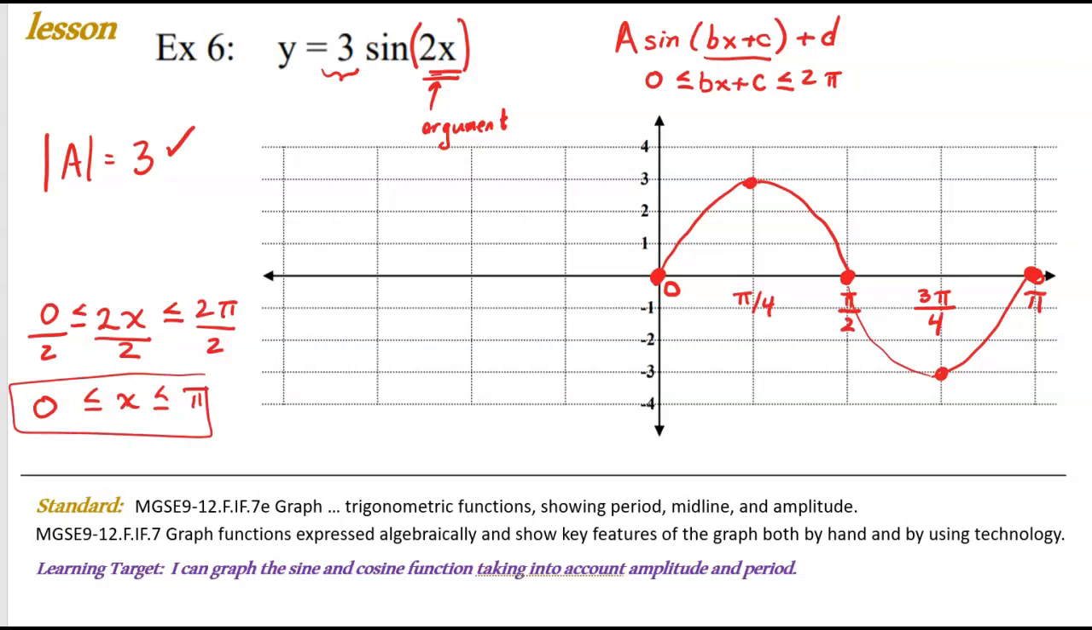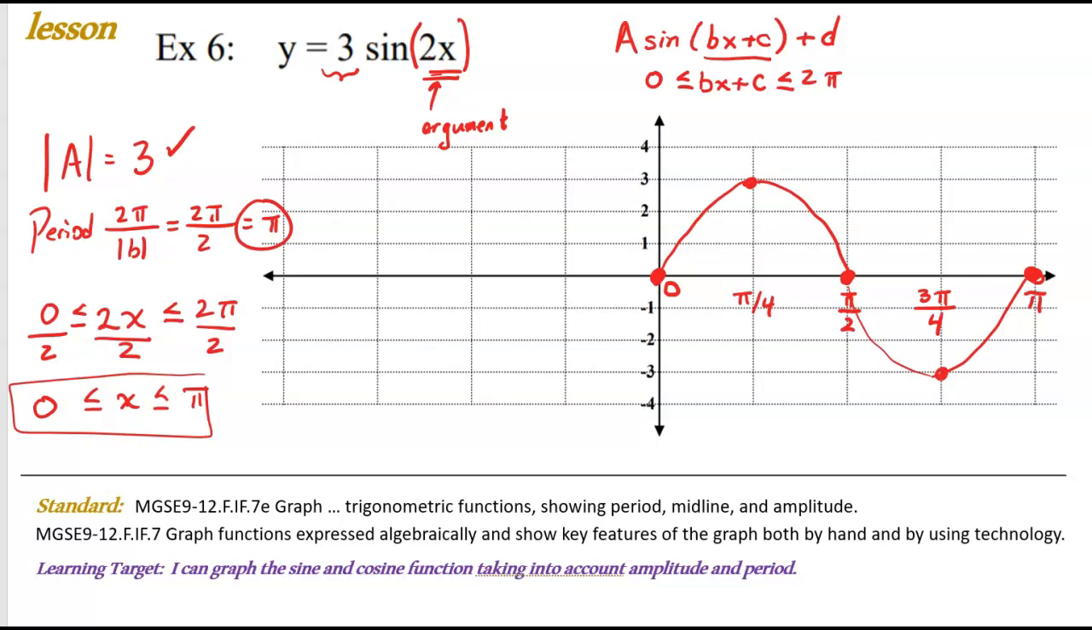So once again, just to be clear, my period is 2 pi over the absolute value of b, 2 pi over 2, which is pi. So we know my period is from 0 to pi, which is pi.